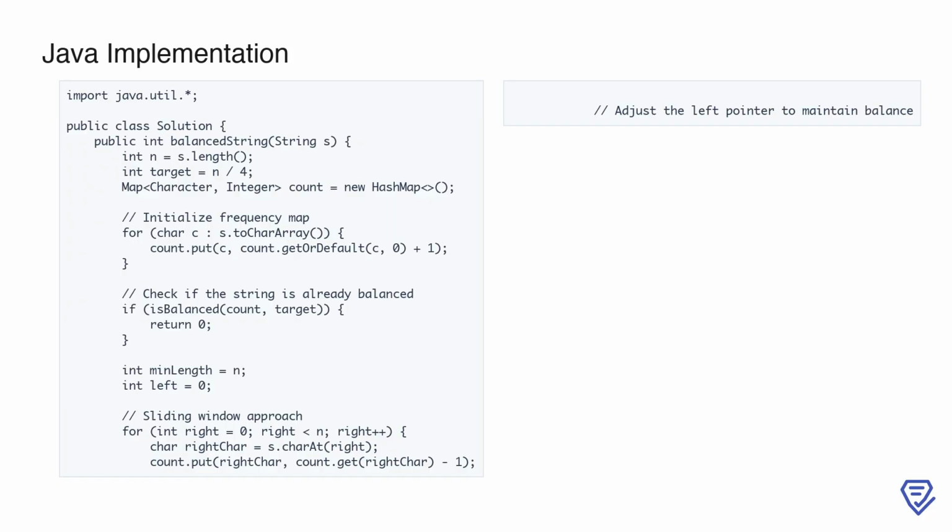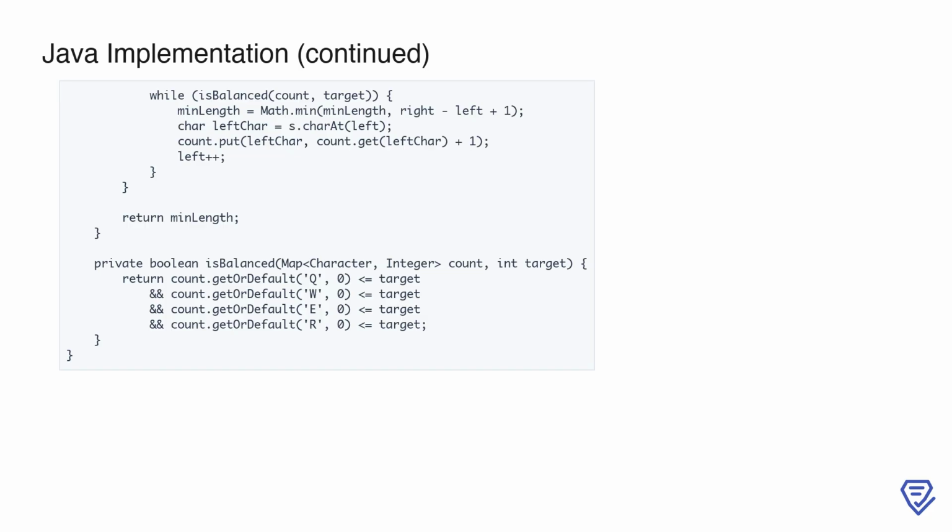Next, we initialize a frequency map to count the occurrences of each character in the string. We then populate this map using a for each loop. After building the frequency map, we check if the string is already balanced by calling the helper method isBalanced. If it is, we immediately return 0, as no replacement is needed. If not, we proceed with a sliding window approach to find the minimal substring that can be replaced to achieve balance. We initialize variables min_length to store the shortest substring length and left to serve as the starting point of the sliding window. As we iterate over the string with the right pointer, we decrement the count of the current character in the frequency map, simulating its removal from the window.